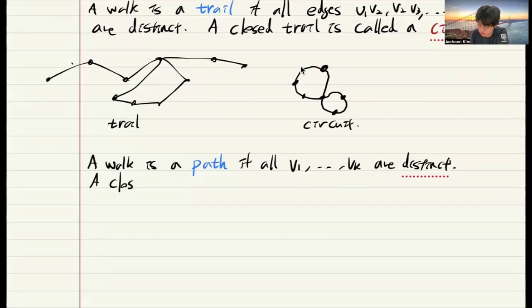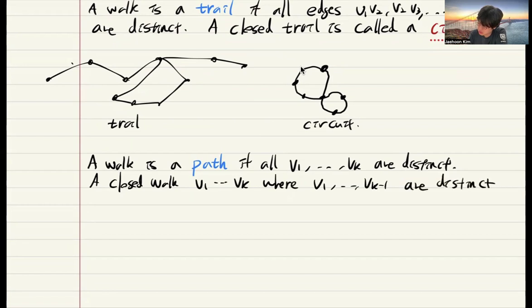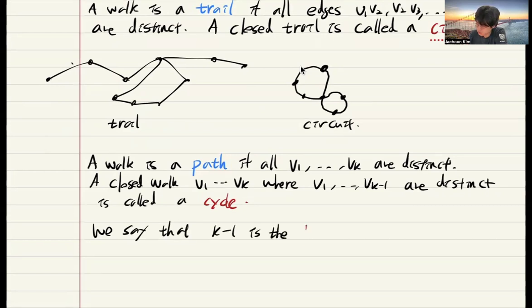And for a closed walk, we want v1 through v_{k-1} to be distinct. The last one, vk, has to be the same as v1 because this is a closed walk. If these are distinct, it is called a cycle. And we say that k minus 1, which is the number of edges, is the length of the walk.